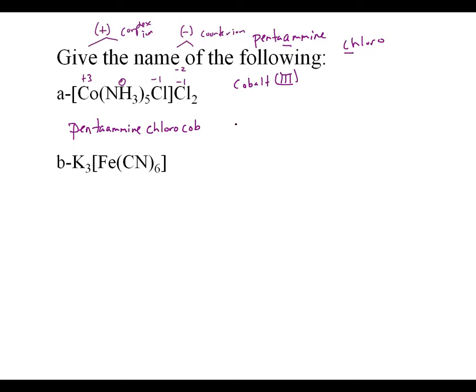(III). And now we have our counter ion that's left. And again, even though we have 2, we're just going to name it like normal, and this would become chloride. So pentaaminechlorocobalt(III) chloride in that case. Any questions on that name?